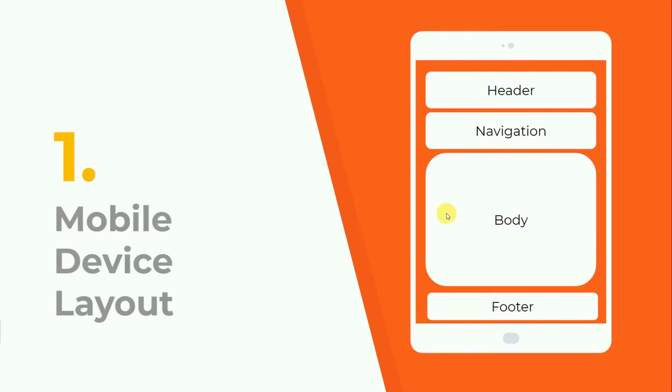In this first implementation we are going to create a mobile device structure which will have, you can see here, header, navigation, body and footer. It is actually a common pattern in mobile devices. So we are going to create a layout which will look like this.